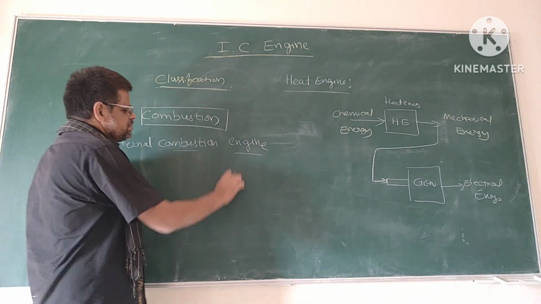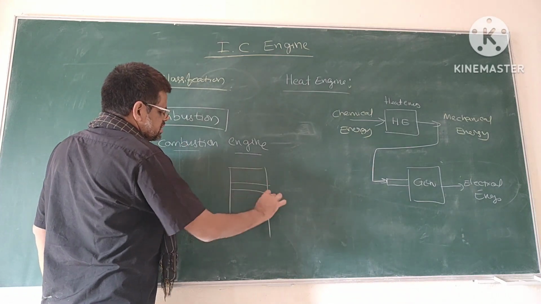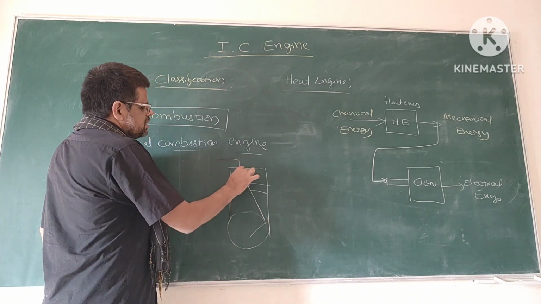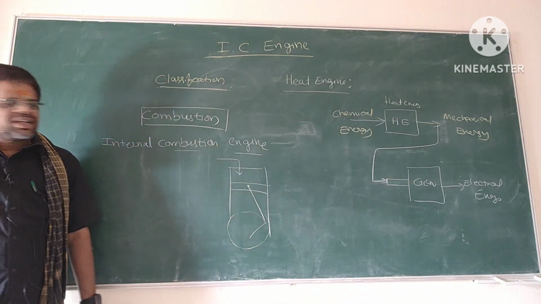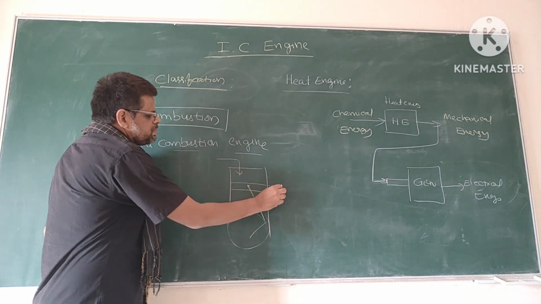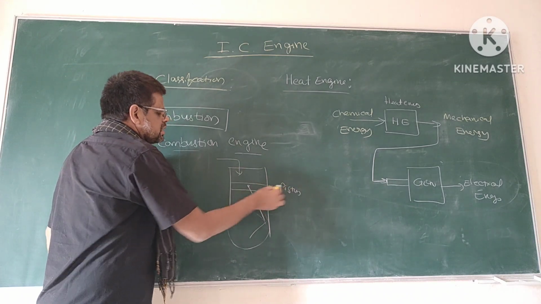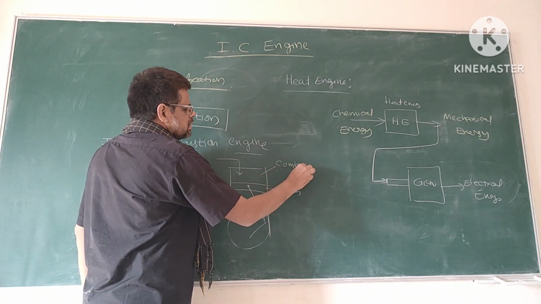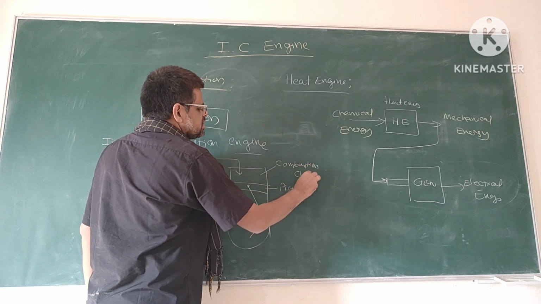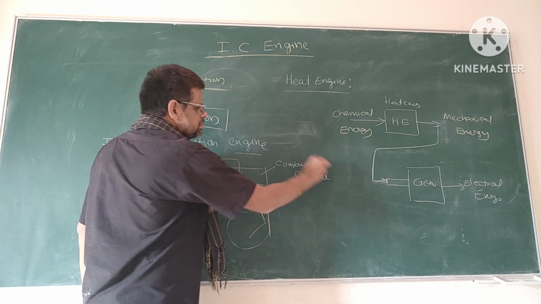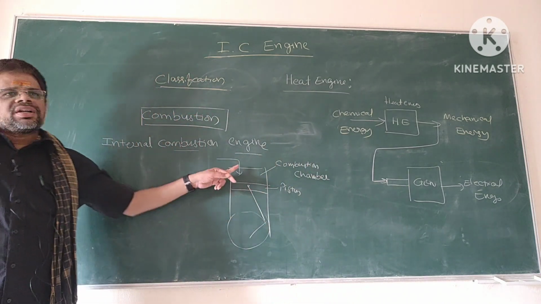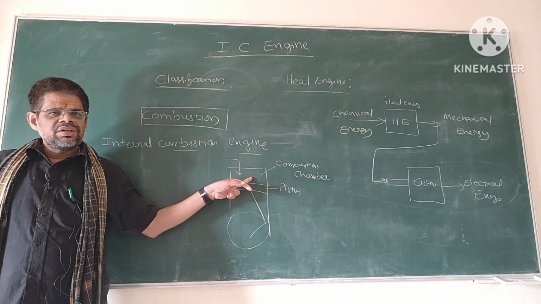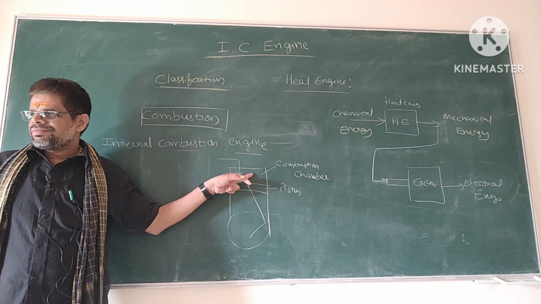See, say for example, if you take an engine, so here this is the piston. I will tell you everything about all these components. So the fuel is allowed to enter into the cylinder. The space above the piston is called the combustion chamber. Combustion chamber is a place where the combustion takes place. So that fuel is allowed to enter into the combustion chamber. Oxygen, the air, is also supplied into it so that the combustion takes place.